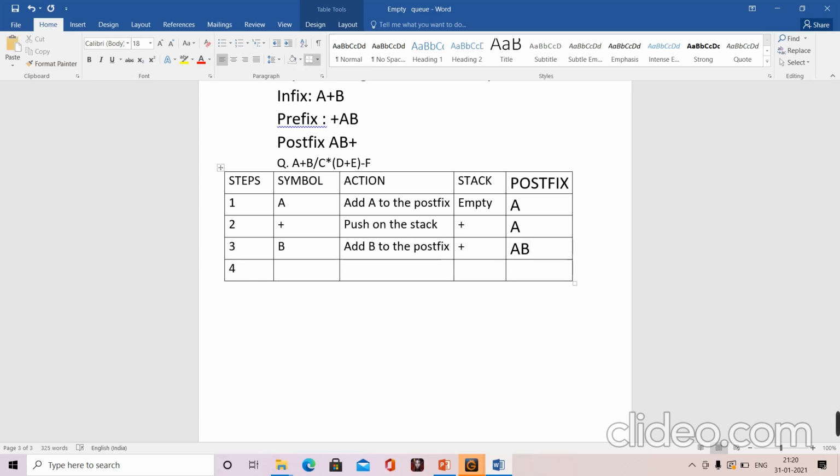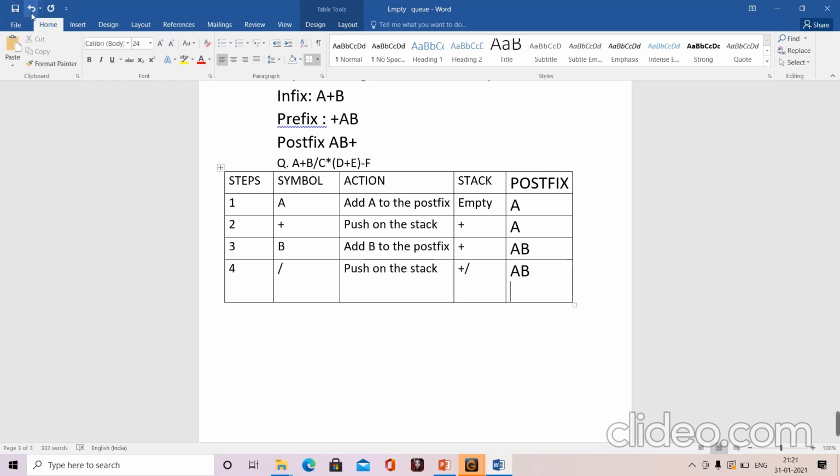Again, in the fourth step, what we encounter is slash, that is a division. If we have a division operator, we simply push it on the stack, along with the plus. Then the postfix stays A, B. Here you see that the operand symbols have been added, A and B.